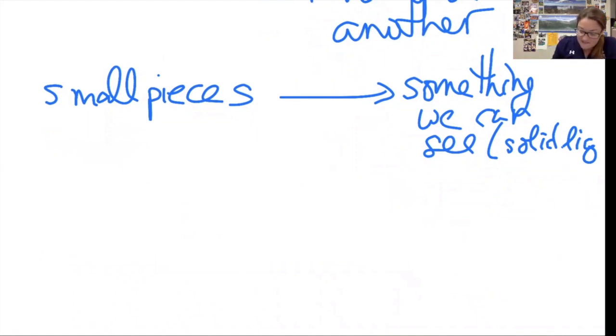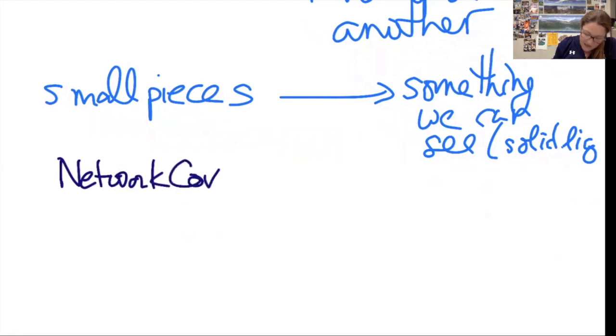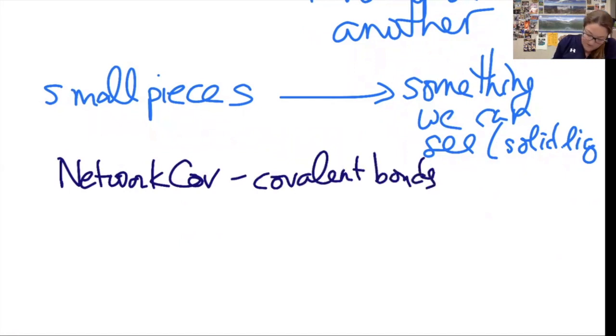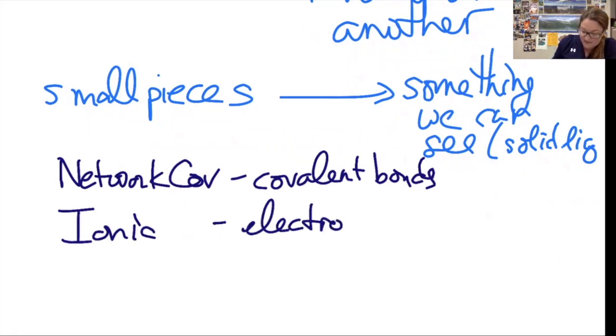So I'm going to list the types that I'm going to go over, and I'm deliberately listing them in this order, though it's not necessarily the order I'm going to go over them. So we have our network covalence. And our network covalence, we have already said, have strong covalent bonds. Then we have our ionics. And we're going to be talking about electrostatic attractions.